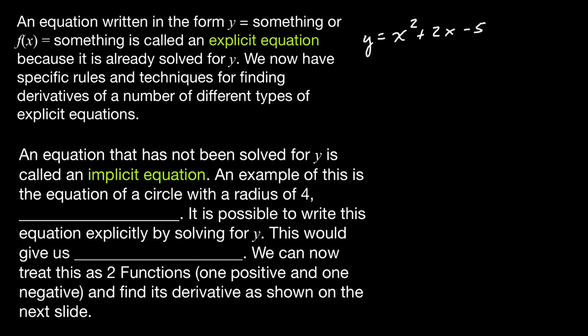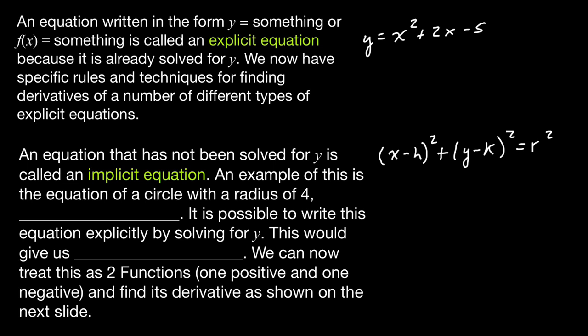All right, so what we are going to now look at is when you have an implicit equation. An implicit equation is an equation that has not been solved for y. An example of this is the equation of a circle with a radius of 4. If you remember, a generic equation for a circle is x minus h squared plus y minus k squared equals r squared, where (h, k) represents the center of your circle and r is the radius of the circle.